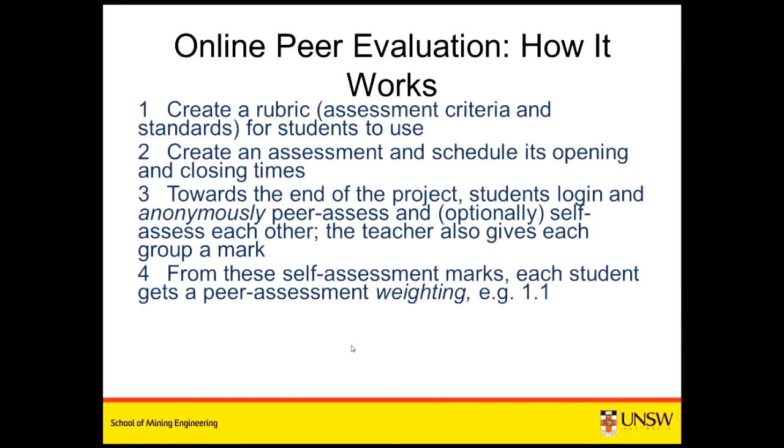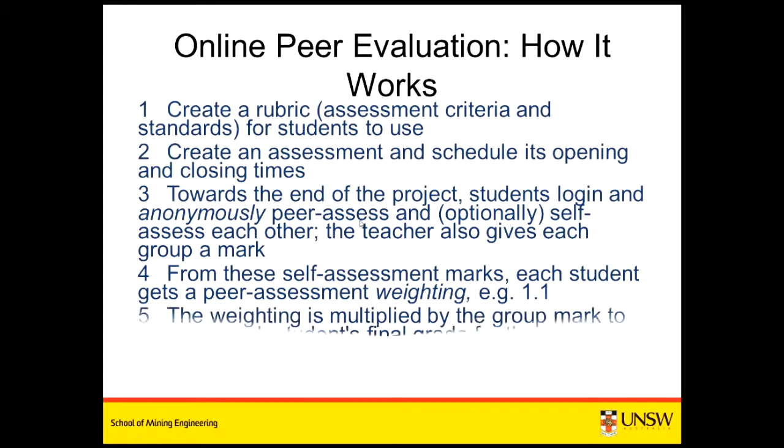So from those self and peer assessment gradings, each student gets a peer assessment weighting. So 1 would be average, below 1 would be below average, and above 1 would be above average. And then that weighting is multiplied by the teacher's group mark. And that's how you get an adjusted grade using the group mark and the peer evaluation mark.